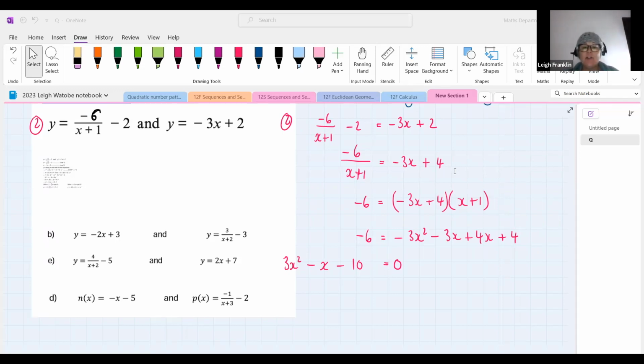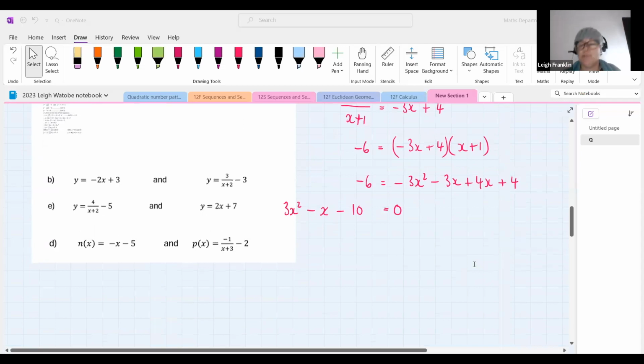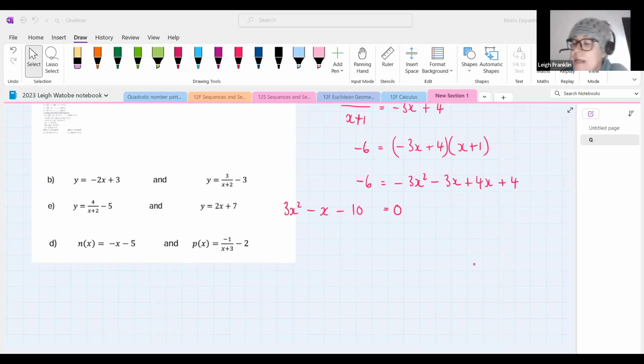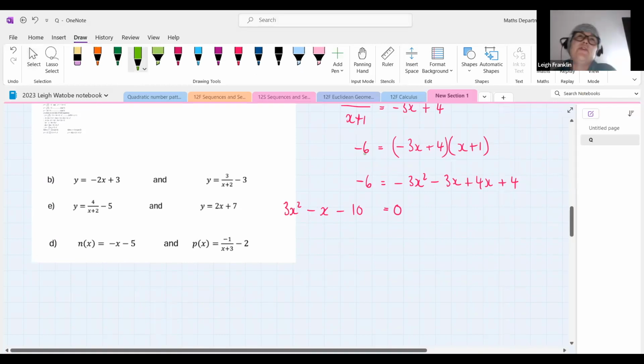Now, this is going to factorize. It's not a nice one to factorize. You can use the quadratic formula if you want to. So if you'd like, I can show you both methods. It's up to you. What does make this a little bit easier to factorize is the fact that there is a 3 in front of the x squared. So 3 is a prime number, so it means that there aren't a lot of options. There's only 3 and 1.